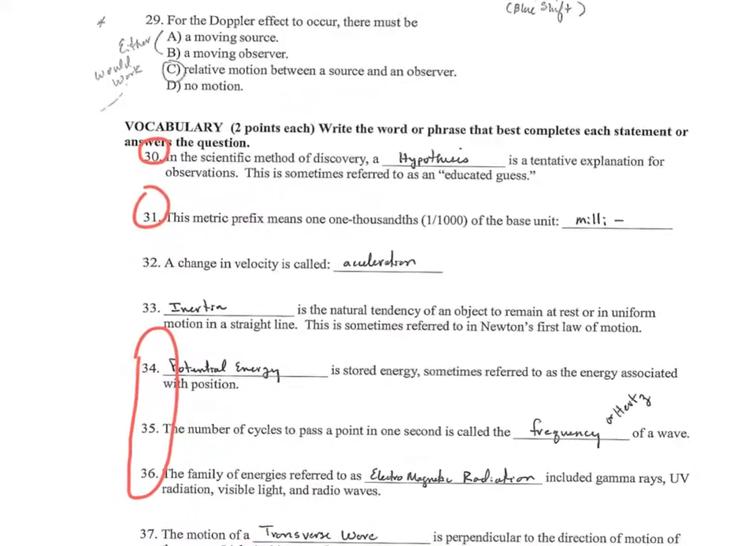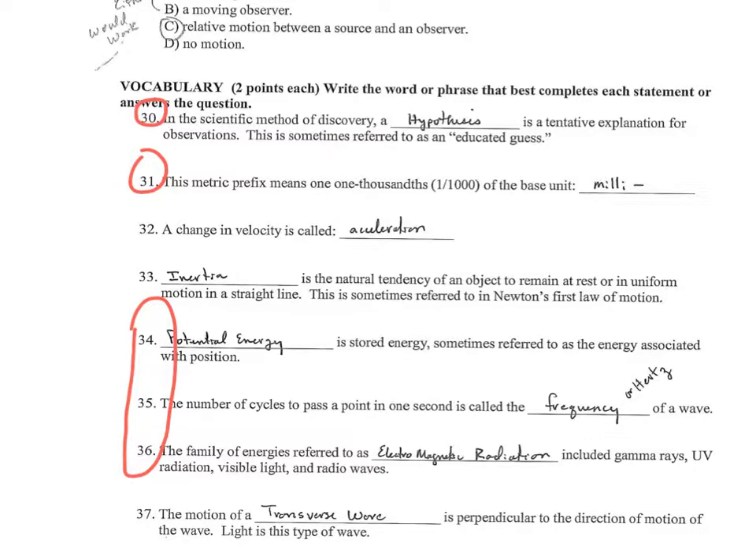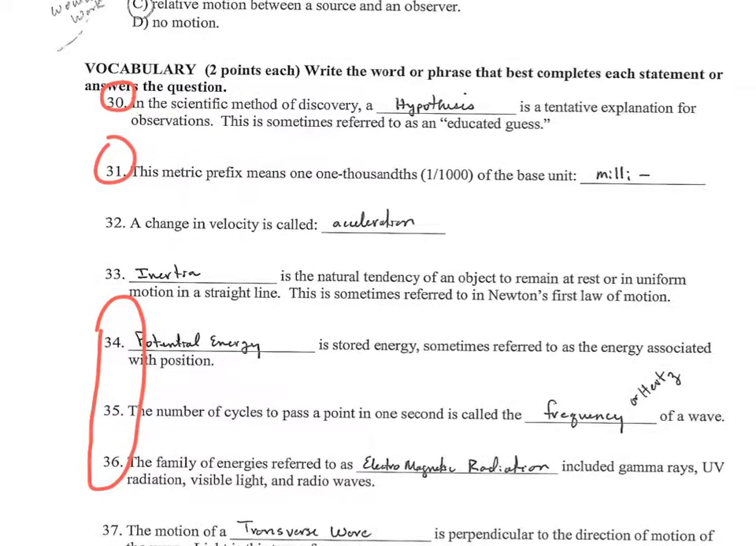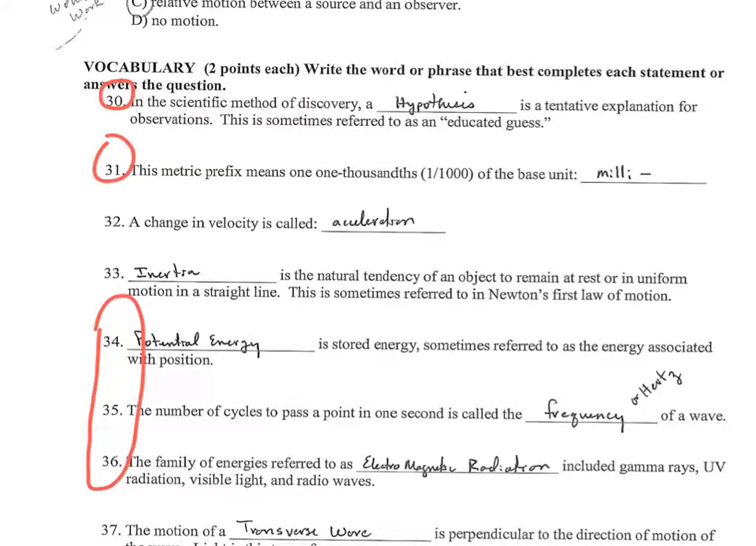So your vocabulary, I am actually going to pick 3, and I've narrowed it down to 5. So it will be 3 of these vocabulary: questions 30, 31, 34, 35, and 36.